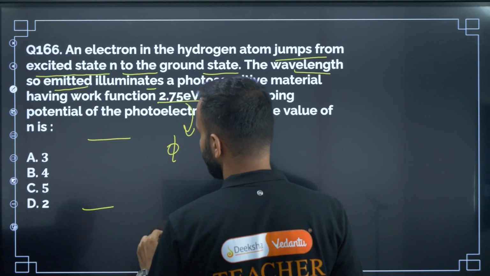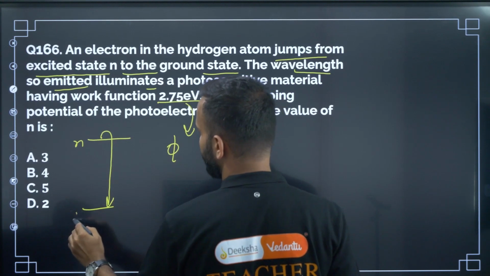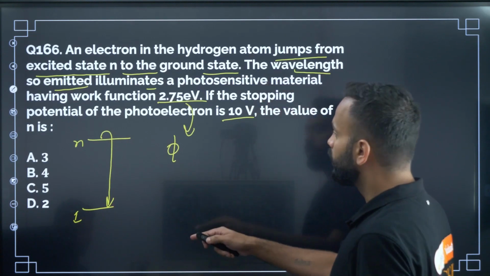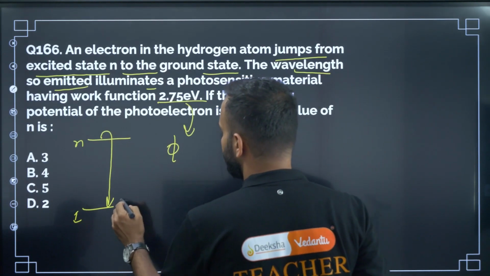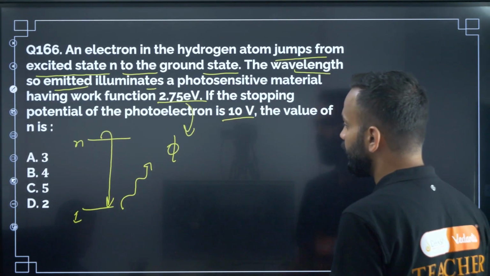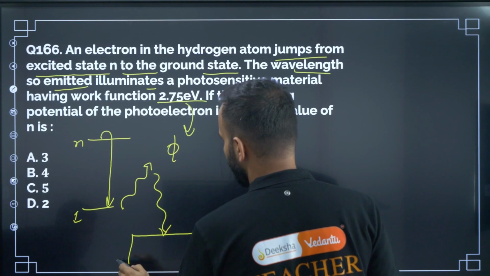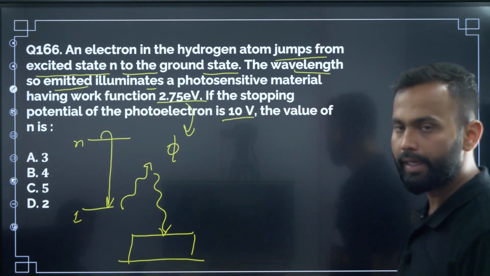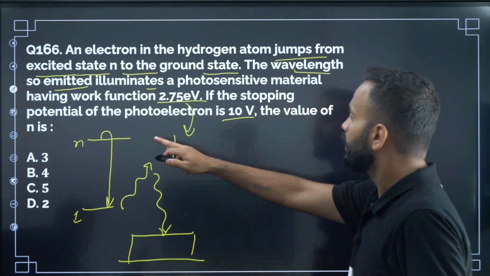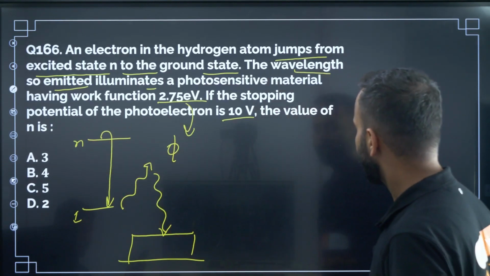Here the electron jumped from the nth state to the ground state, 1. When an electron jumps from the excited state to the ground state, energy is released as a photon. This light falls on the photosensitive material. The work function of the material is given, and the stopping potential of the photoelectron is also given. We need to find the value of n.